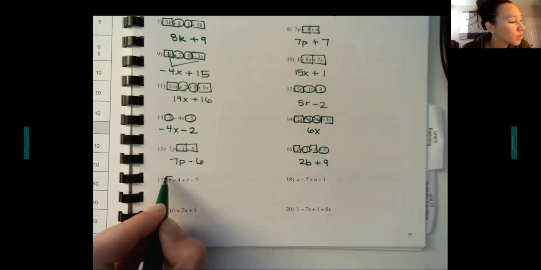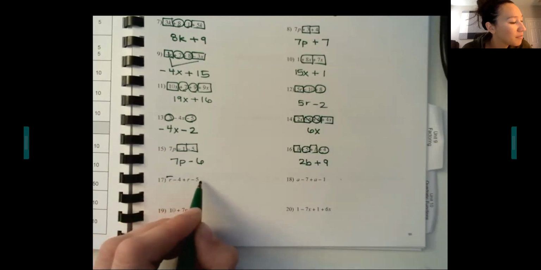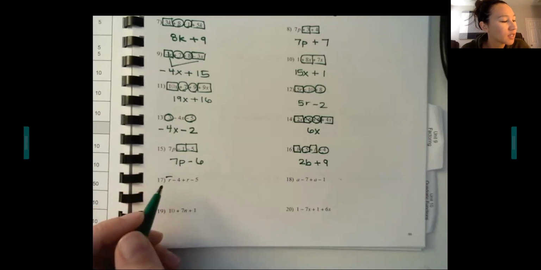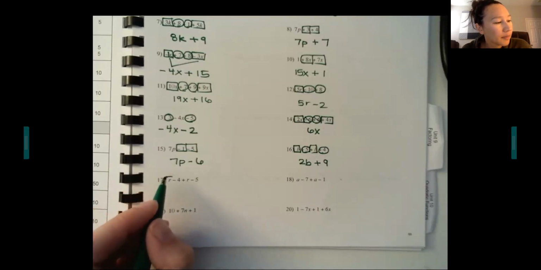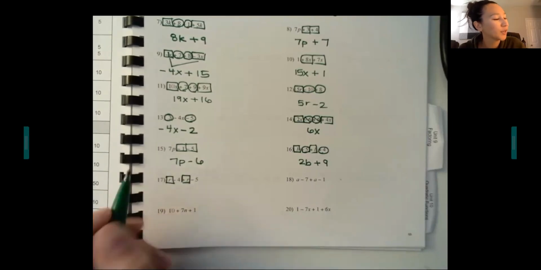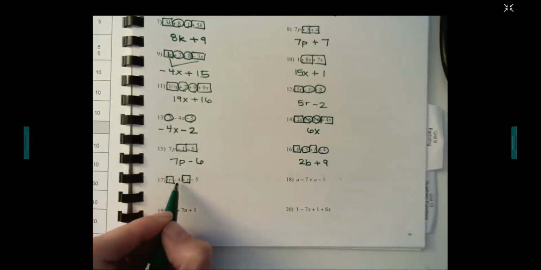So I circled the R and the 5 and the -5. You circled R and the -5? Wait. Oh, never mind. Yeah. So which ones do you want to box first? The R's. Good. The R's. Good, Amari. And then what do we want to circle? The 4 and the 5.